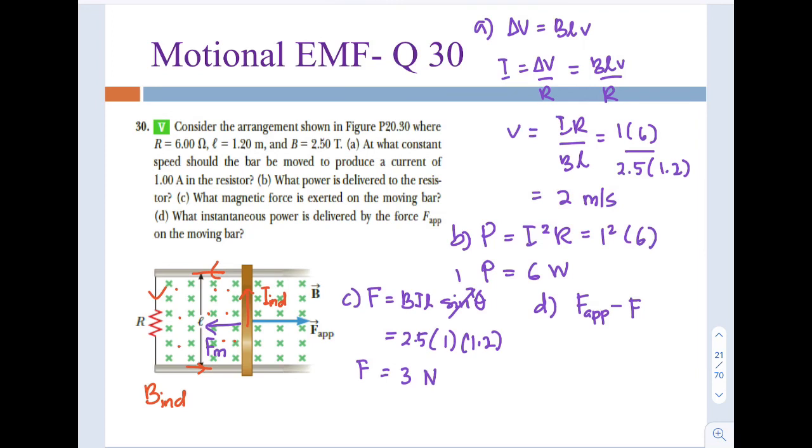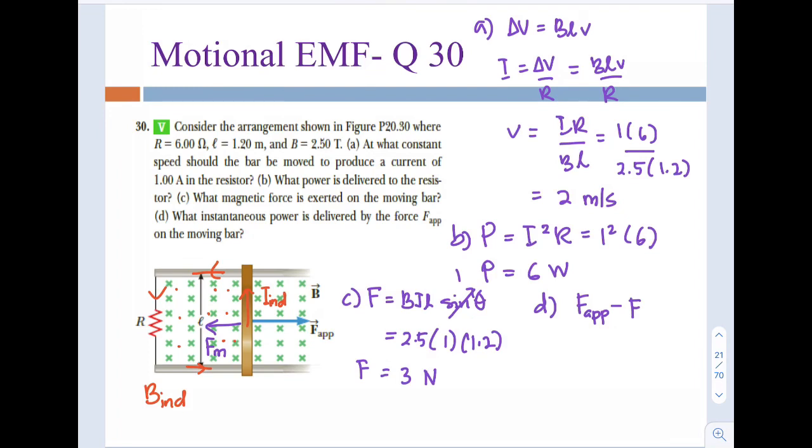Place your index finger as your current. Your B external is into the page. And then your thumb is pointing to the left. That is how we know the direction of this F based on this.